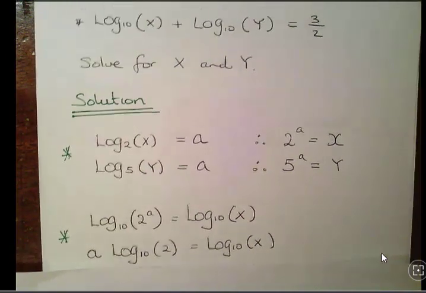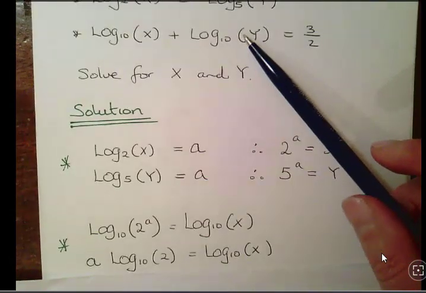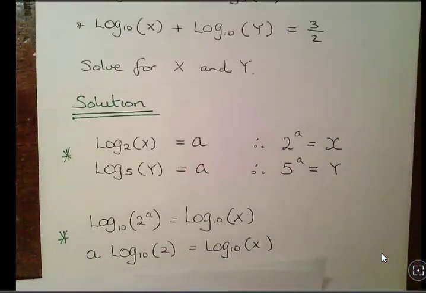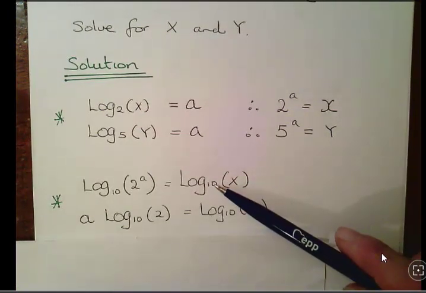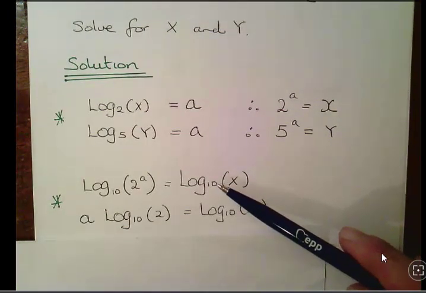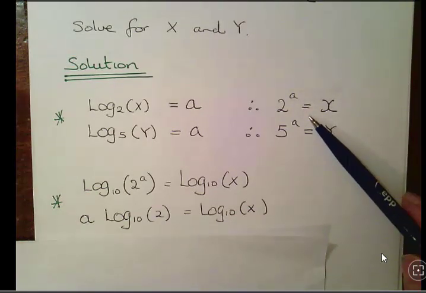I'll just move it down here a little bit. So I'm going to work with this bit now. It's going to be a bit fuzzy there, so I'll push back up. I need to work in the context of log to the base 10. So I'm moving from 2 to the a equals x, and I'm going to take the log to the base 10 of both sides of that equation.